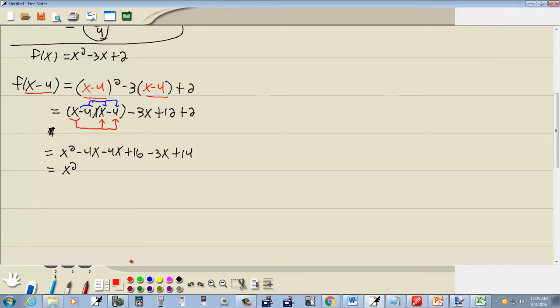Combine together like terms, same variable to the same power. So here we got an x, here we got an x, and here we got an x. Negative 4 and negative 4 is negative 8, negative 3 is negative 11, so we got negative 11x. And here we got a number, and here we got a number. 16 plus 14 gives us 30. And that would be our answer.